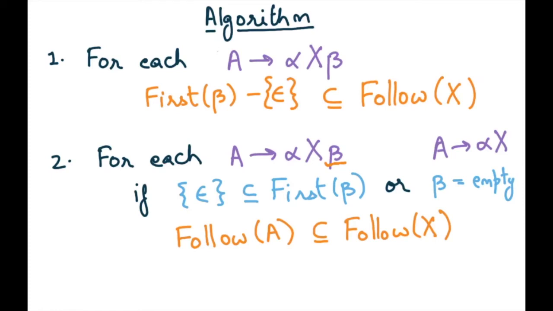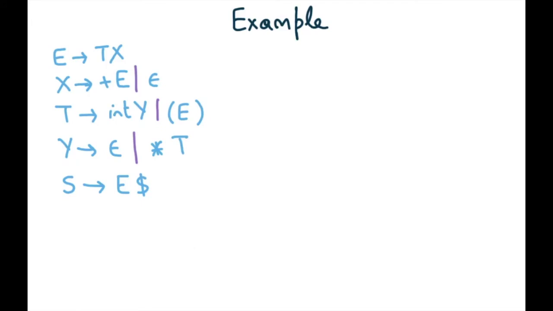All right. So these are the two rules. For any production, first of beta minus epsilon is a subset of follow X, and follow A is a subset of follow X if beta can derive epsilon. All right. So let's look at an example to see how follow sets may be constructed. Once again, we are going to keep applying these rules and adding to the follow set until we reach a fixed point. Initially, all the follow sets are initialized to empty.